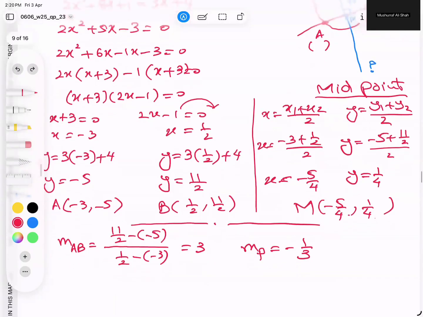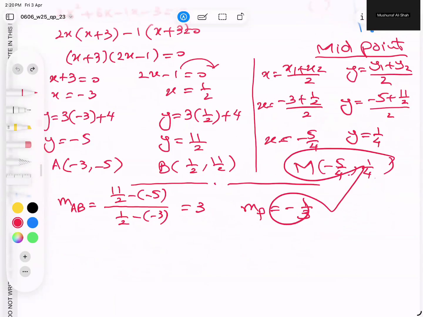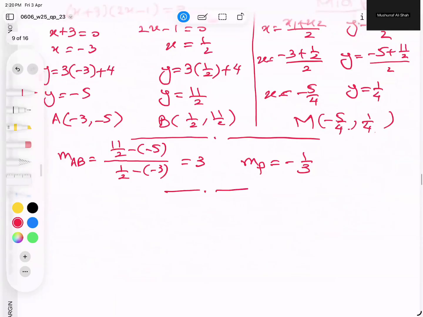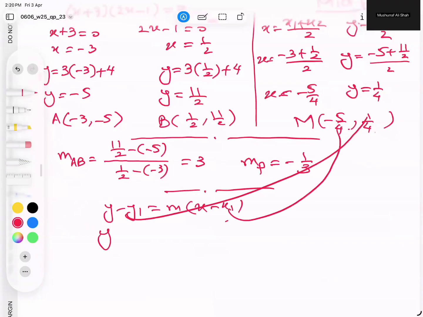Now I'm using the M coordinate and this gradient to get the answer. So the final answer: y minus y1 equals m times x minus x1. So y1 I will take this one, x1 this one, and m is this.